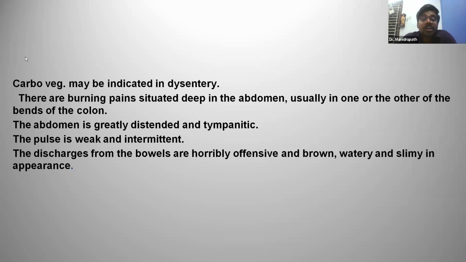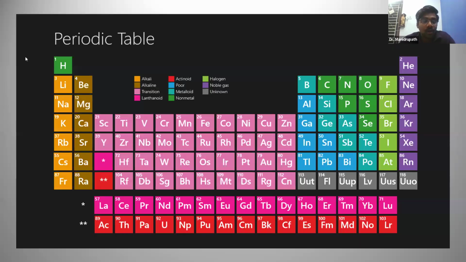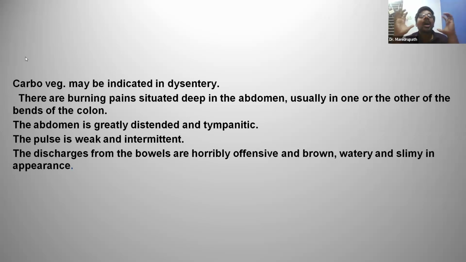There are burning pains situated deep in the abdomen, usually in one or the other of the bends of the colon. The abdomen is greatly distended and tympanic. The pulse is weak and intermittent. The discharges from the bowels are horrible, offensive, brown, watery, and slimy. Okay, up to here we have discussed in what conditions Carbo can be given. The clinical point is completed.